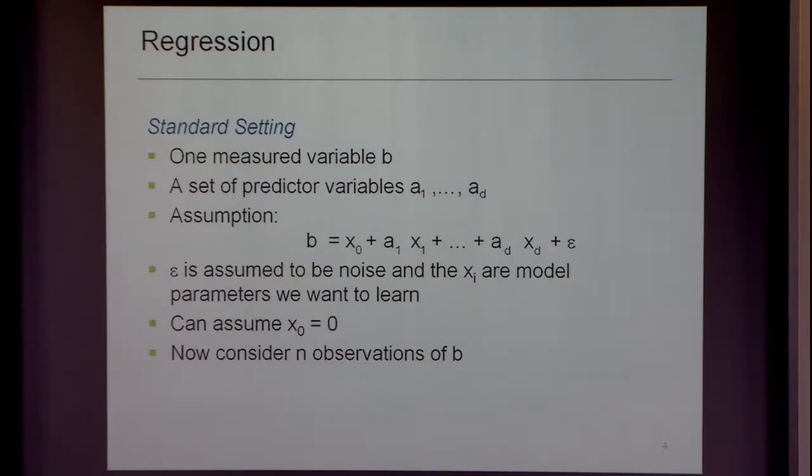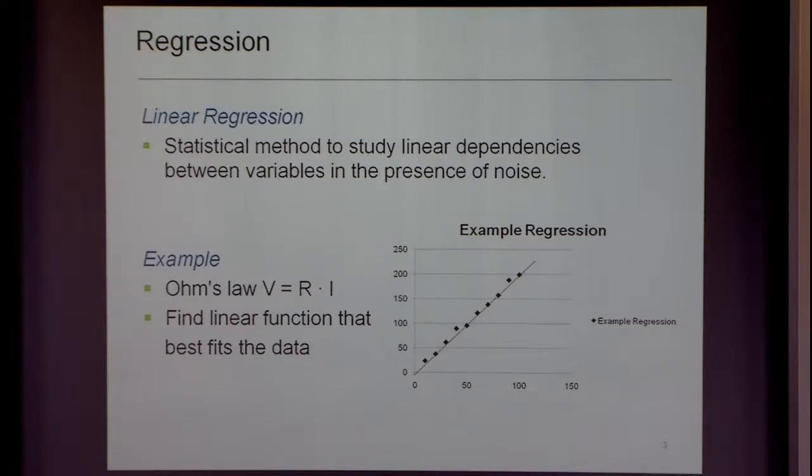So we're going to only focus on linear regression in this talk. It's just a statistical method to study linear dependencies between variables in the presence of noise, right? So here's an example where we have Ohm's law, the voltage is equal to the resistance times the current. We have a bunch of voltage-current pairs, which are points in the plane. And we're trying to find a linear function that best fits this data under some notion of fitness. There are many different notions, and we'll discuss a number of them in the talk.